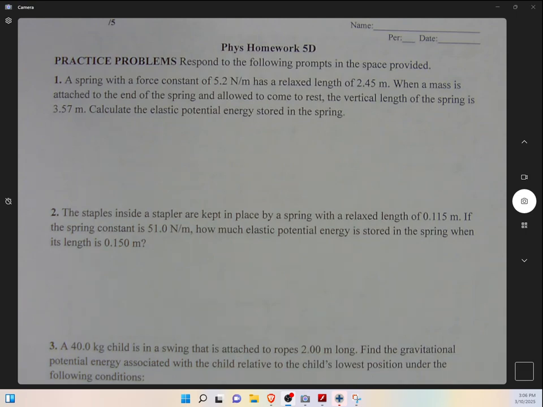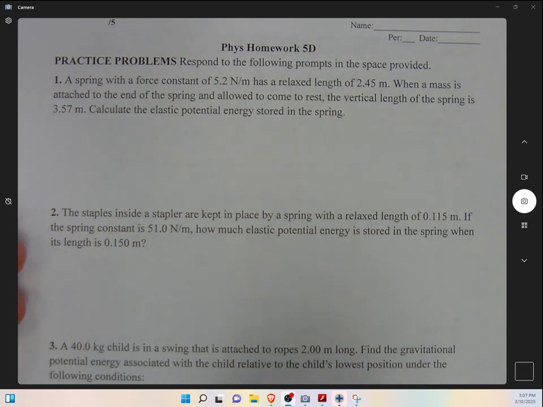So, the problem states that we have a spring with a force constant, right? So we have that value. And please notice that the units are newtons per meter. We have a relaxed length in meters, so that's good. And then we have a new length once the spring has come to rest. And we want to find the overall potential energy that's stored in that spring. So remember, potential energy is simply energy that is stored in one form or another.